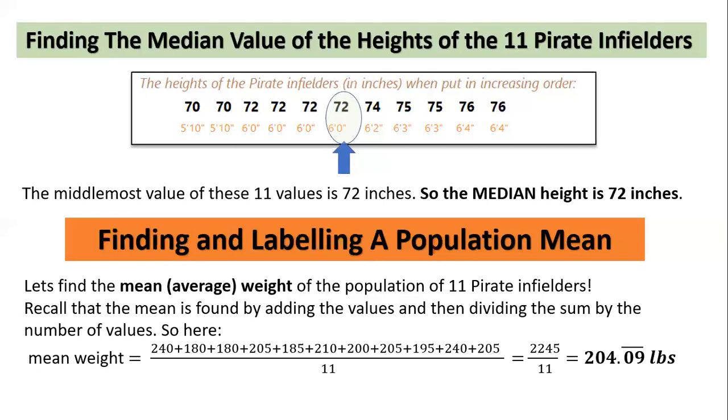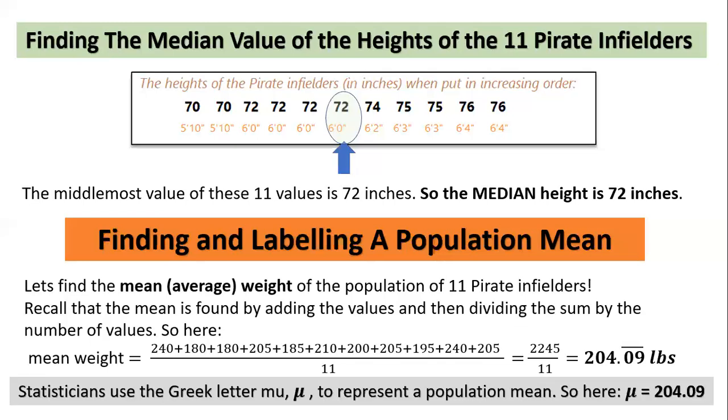2,245 pounds. Now, when we divide that sum by 11, which was the number of infielders, we get a mean value of 204.09 pounds. That would be the mean for that population.